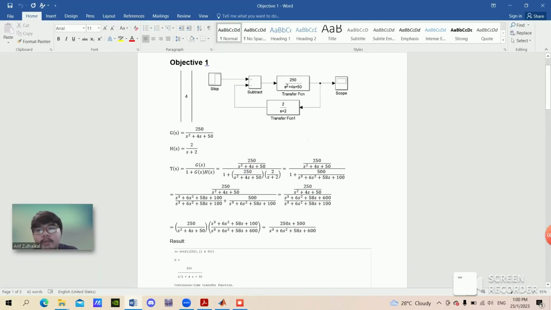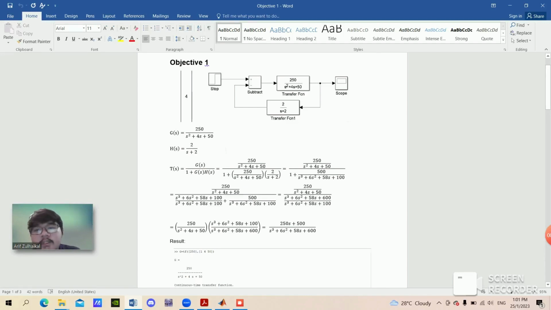From this block diagram, we know that G(s) is 250 over s squared plus 4s plus 50, and H(s) is 2 over s plus 2. For the formula, I use T(s) equals G(s) over 1 plus G(s)H(s).